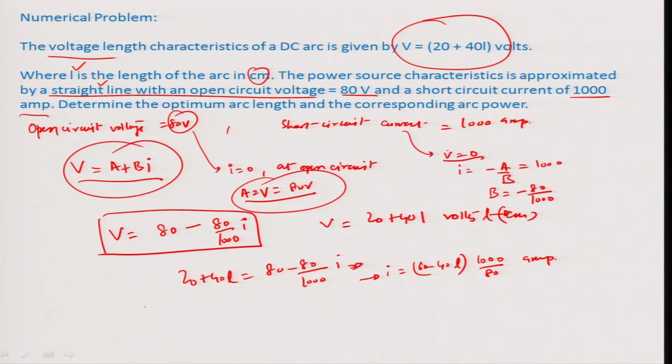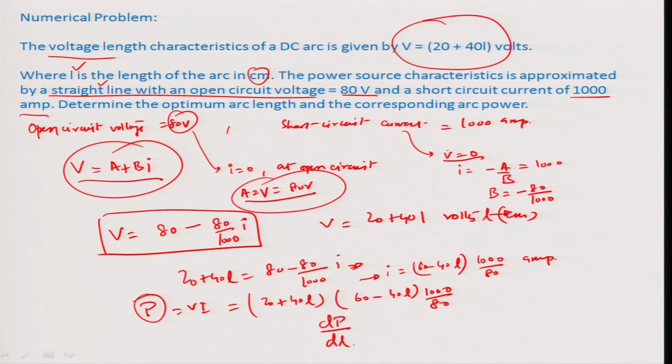You know that the power P is written as VI. In this case everything is determined in terms of L. We already have the voltage as 20 plus 40 L, and the current as 60 minus 40 L times 1000 by 80. That is how the power is determined. If we apply the maximum power condition corresponding to the length L, the first derivative of P with respect to L should be equal to 0. So, we do that here.